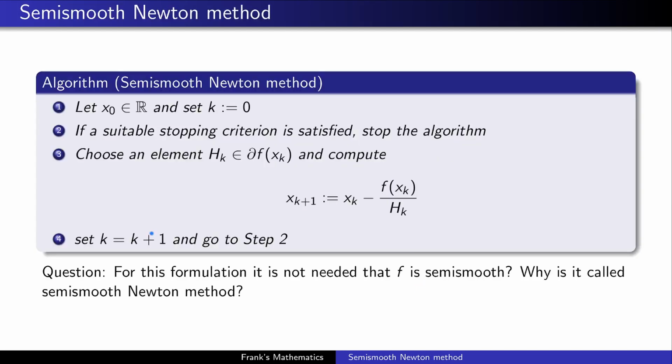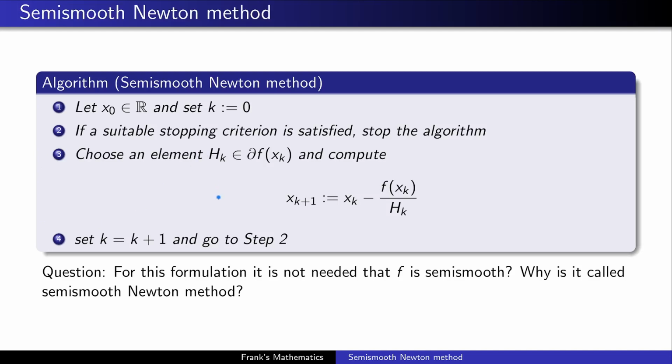And the algorithm reads, as you can see here, we start with an arbitrary point. Next step, if a suitable stopping criterion is satisfied, we stop the algorithm. This could be, for instance, that the gradient is close to 0 or something is close to 0. Just use the classical criteria. The interesting part is here in point number 3.